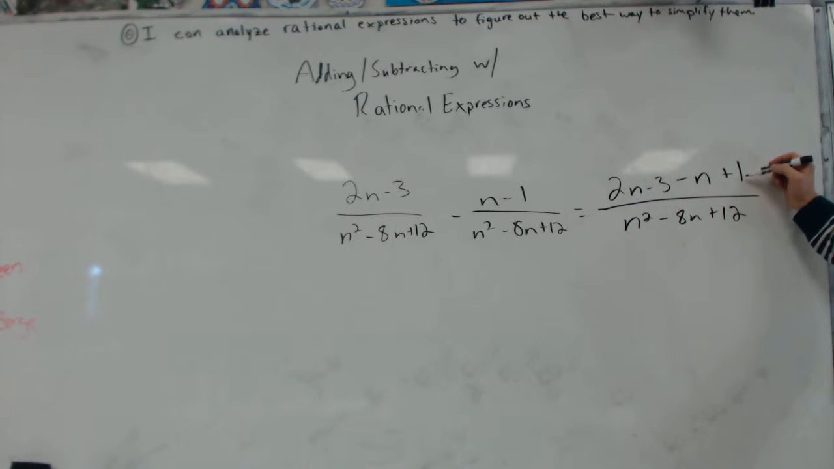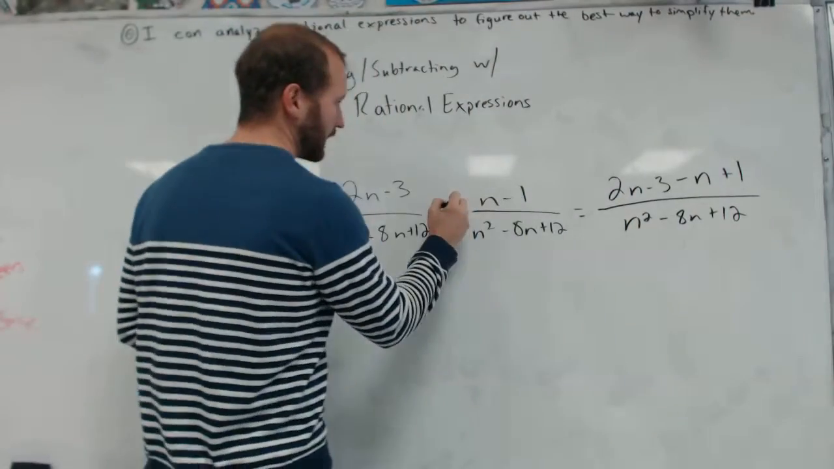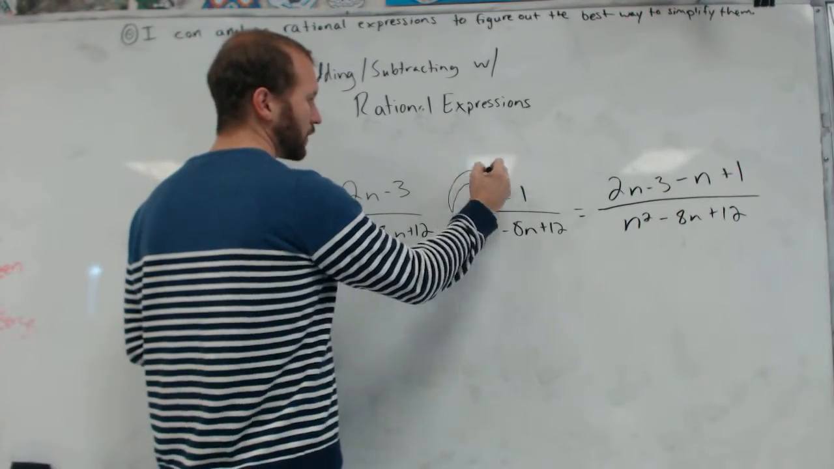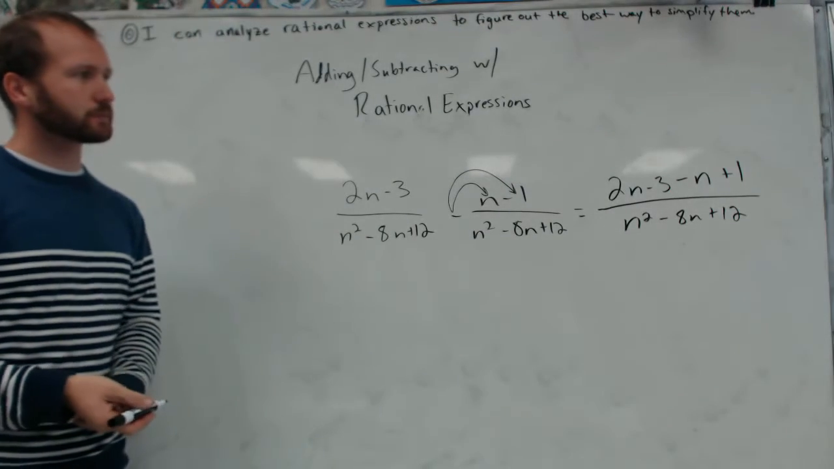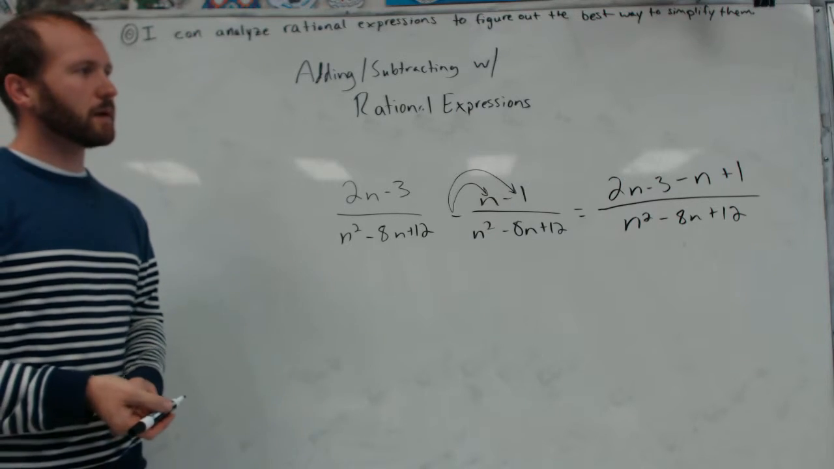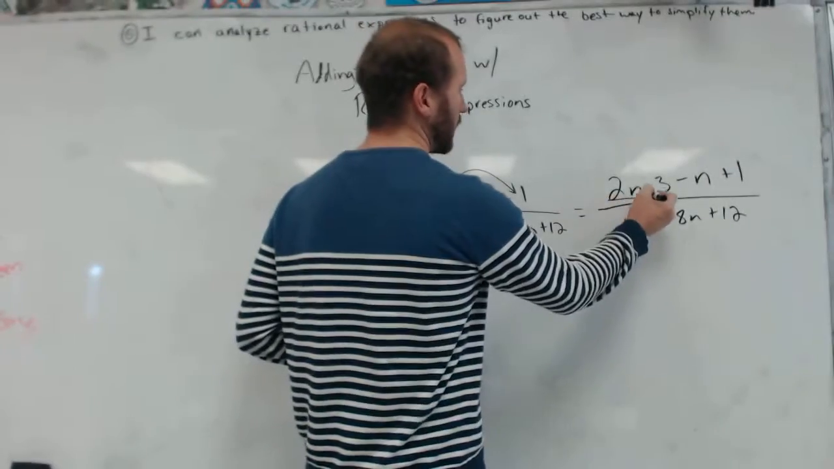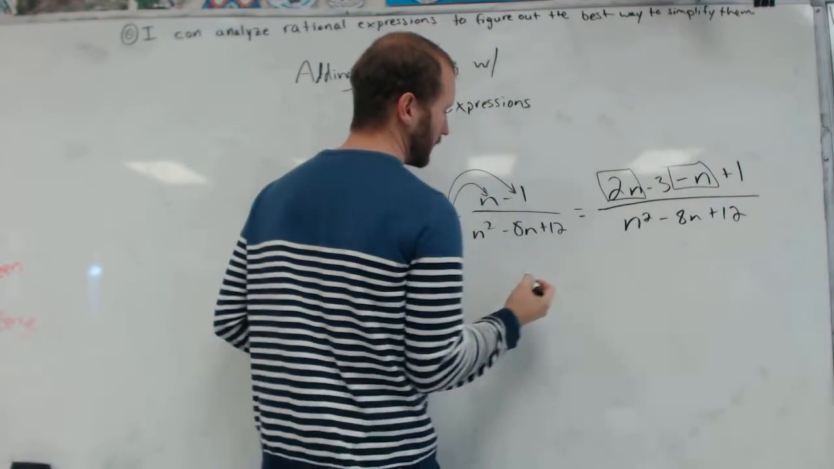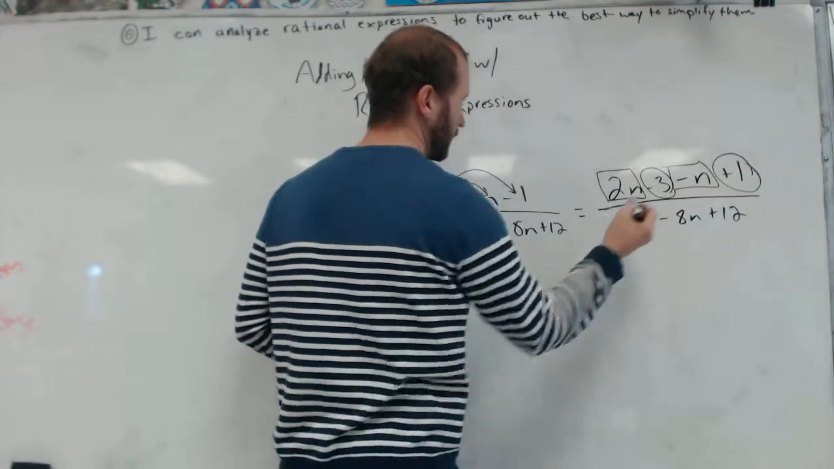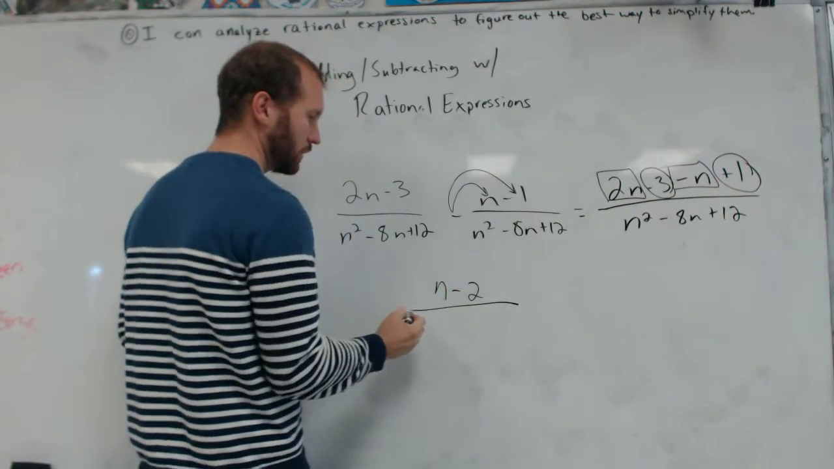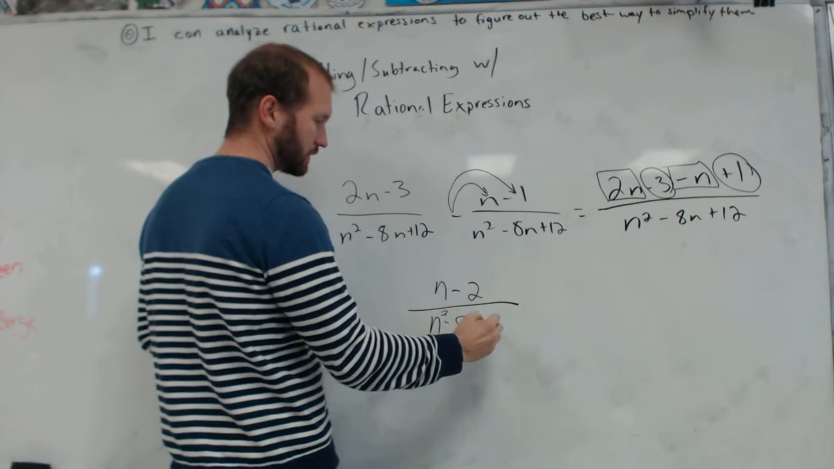Why plus 1? Because minus the 1, two negatives equal a positive. Yeah, I'm distributing this negative to both terms in the numerator. 2n minus 3 minus n plus 1. So now I'm going to combine my like terms. The 2n and the minus n makes n. The minus 3 and the plus 1 makes a minus 2 over n squared minus 8n plus 12.